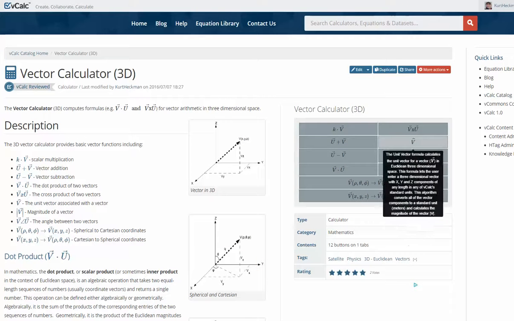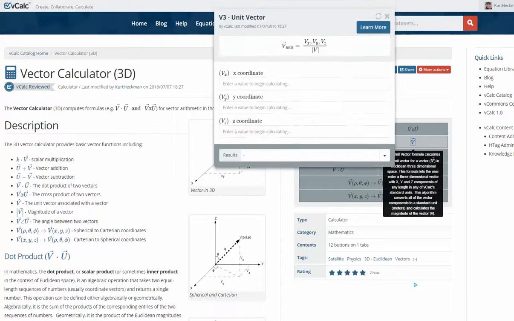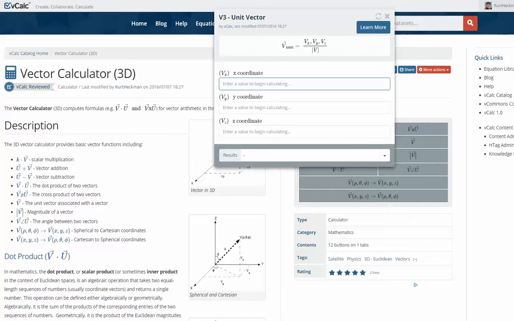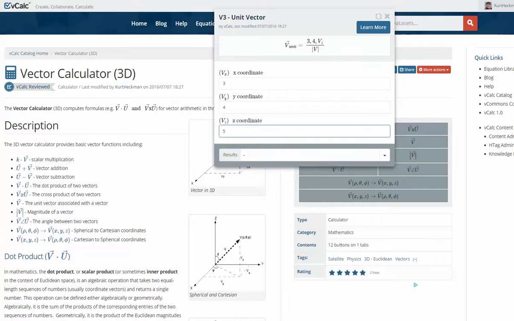It has the unit vector associated with a vector. So it's the vector divided by its magnitude. So again, you can put in 3 units, and what it'll produce is the unit vector, the vector that has a magnitude of 1 in the same direction as the base vector.